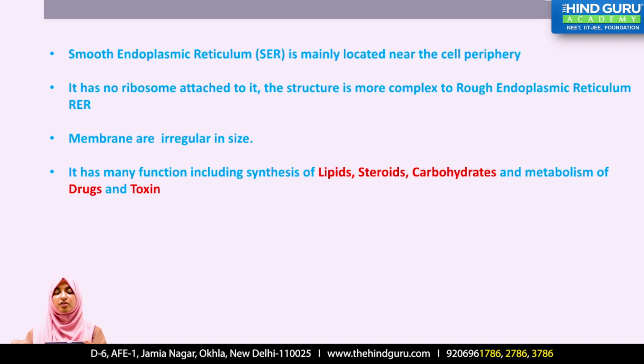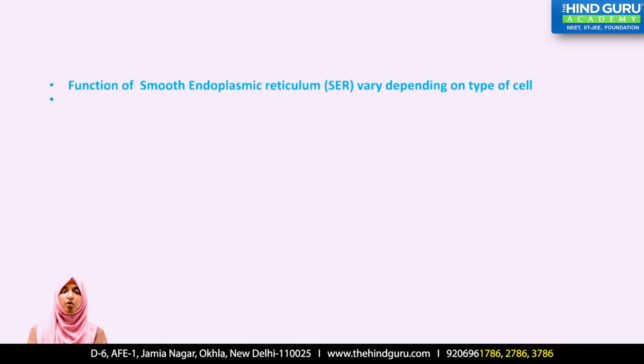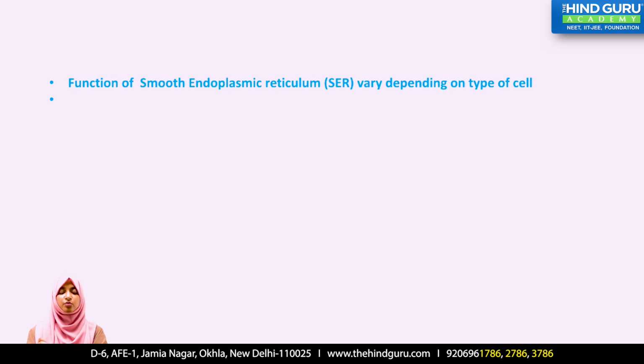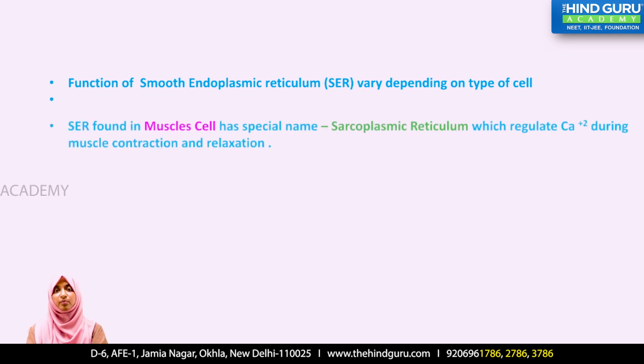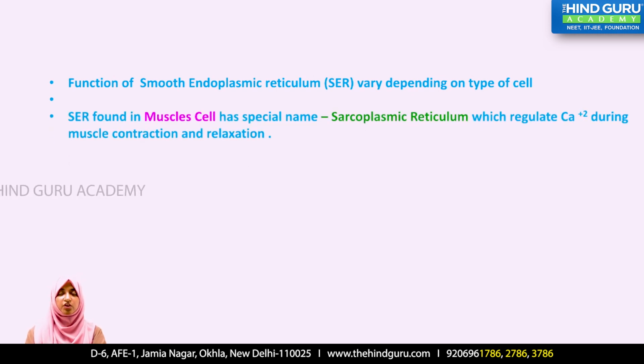The function of smooth endoplasmic reticulum varies depending on the type of cells. Smooth endoplasmic reticulum found in muscles has a special name, that is sarcoplasmic reticulum, which regulates calcium ions during muscle contraction and relaxation.